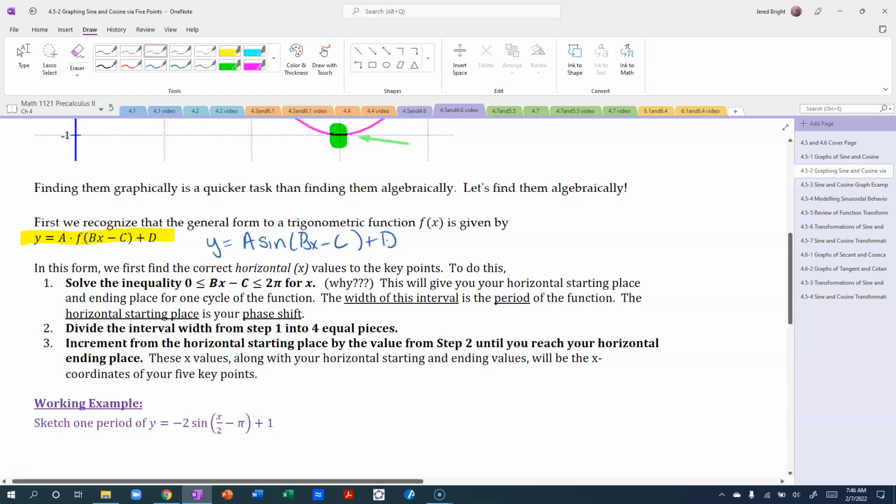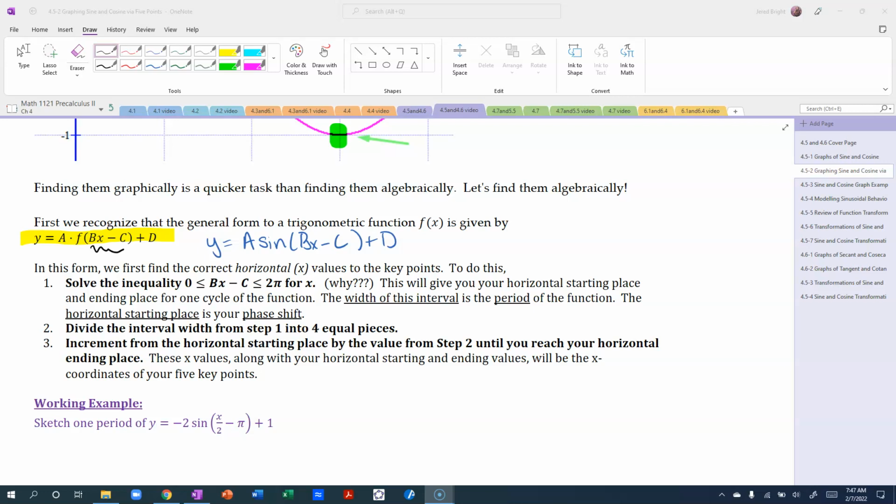I first want to get into the right horizontal position. To do that, I solve the inequality 0 less than or equal to bx minus c less than or equal to 2 pi. So I sandwich this inside component, what I'm inserting into the function, between 0 and 2 pi, which is one period of the function. With this inequality, we solve it for x. Why do I want to do that? Because it tells me the range of x.